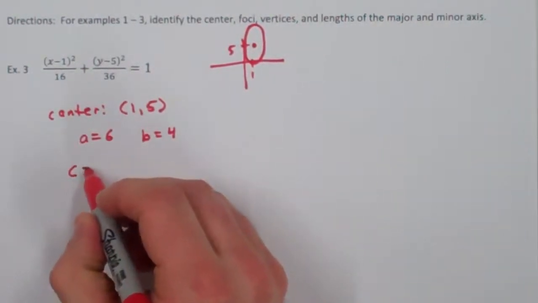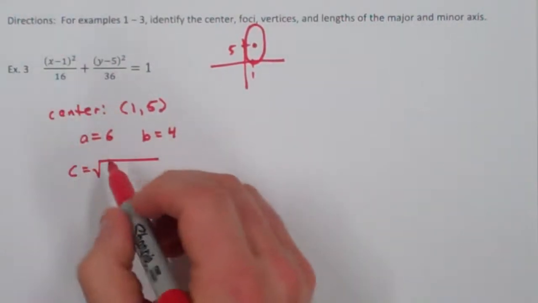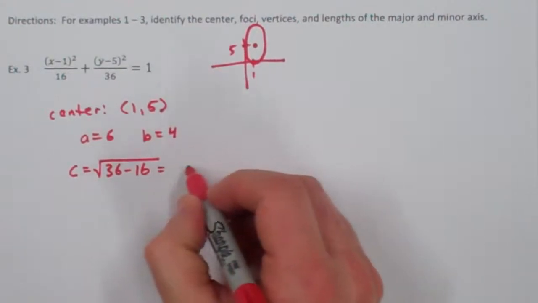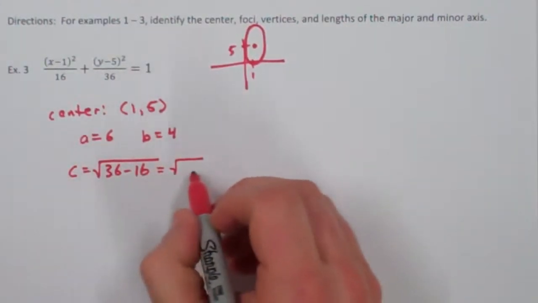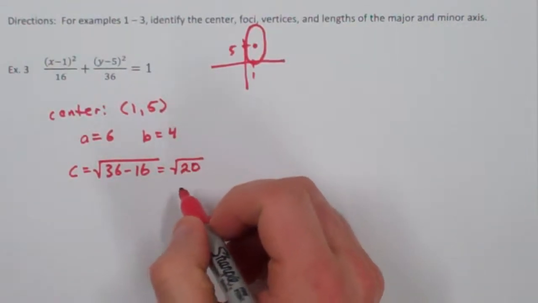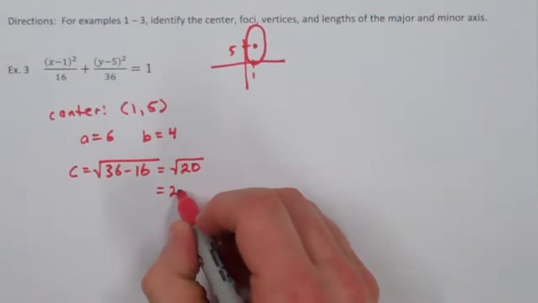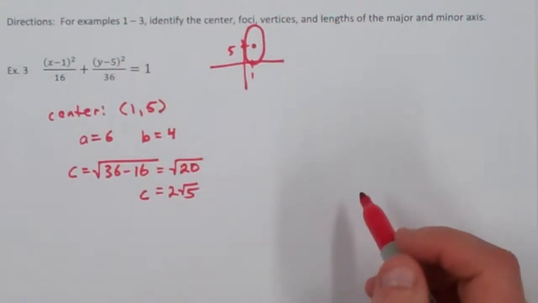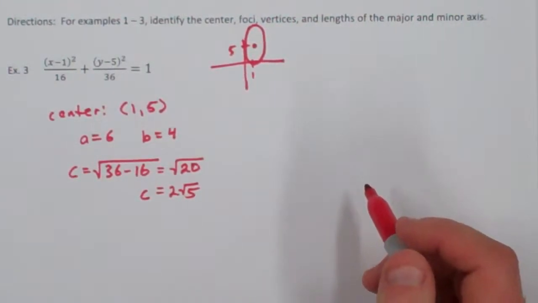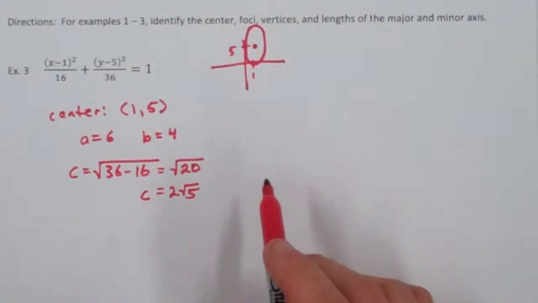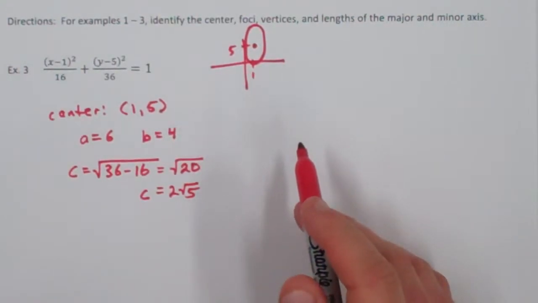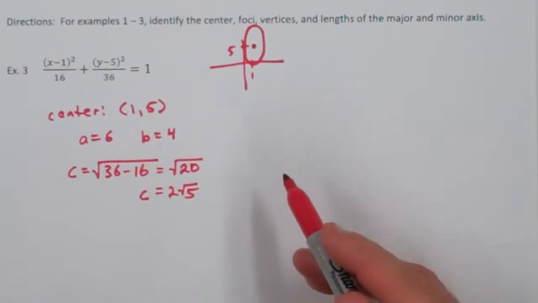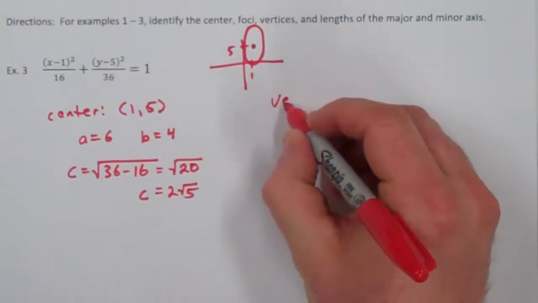Now to find c, we've got the square root of 36 minus 16, which is going to be the square root of 20. This could be simplified into 2 root 5, and we probably should do that. So c in this case is 2 root 5. Not a Pythagorean triple, not something we can work with as far as integers go, but we can still find the exact distance.